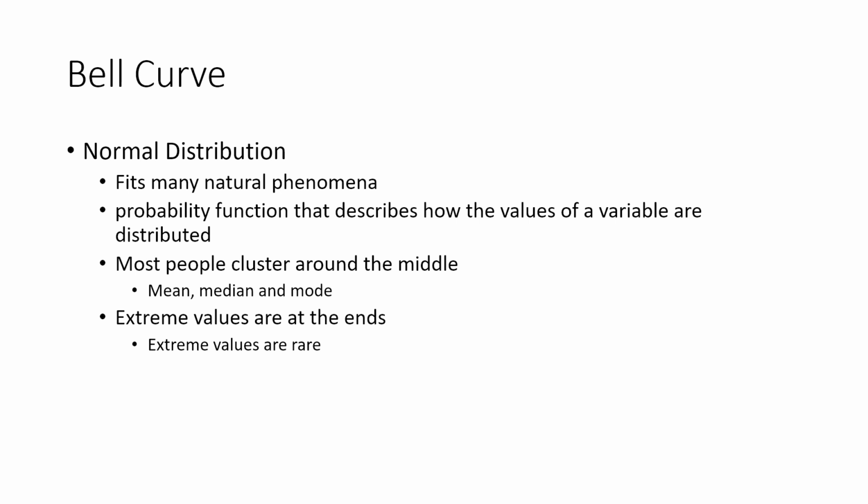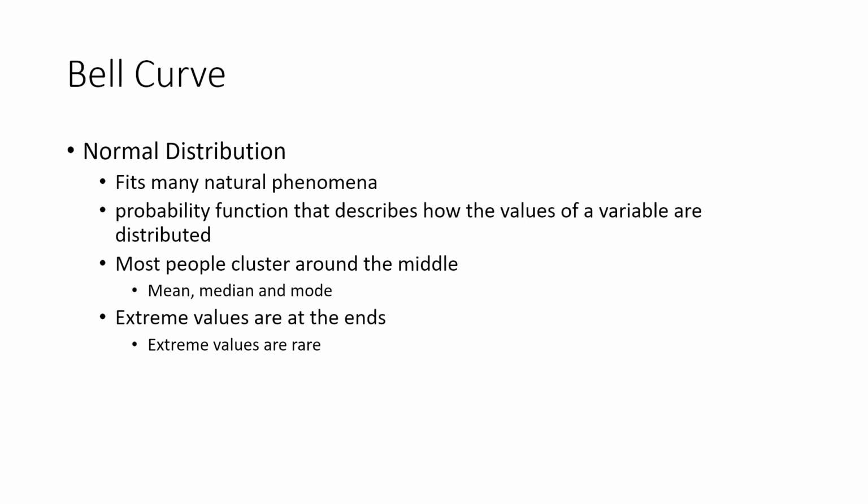The jargon here is that it's a probability function that describes how the values of a variable are distributed. So in layman's terms, to be a little bit simpler, it's basically a math equation that tells you how often something occurs in a set of data. I hope that's a little less confusing than what I said earlier. So most people cluster around the middle.